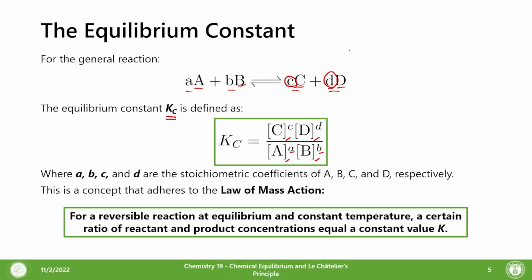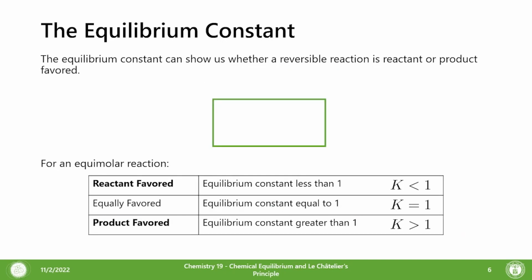There were some special reactions that do that, but eventually, once it runs out of that energy, it will reach a certain equilibrium, which we call your equilibrium constant. Okay, so the equilibrium constant can show us whether a reversible reaction is a reactant or product favored reaction.